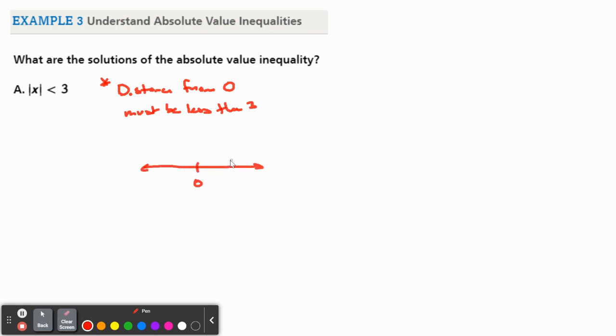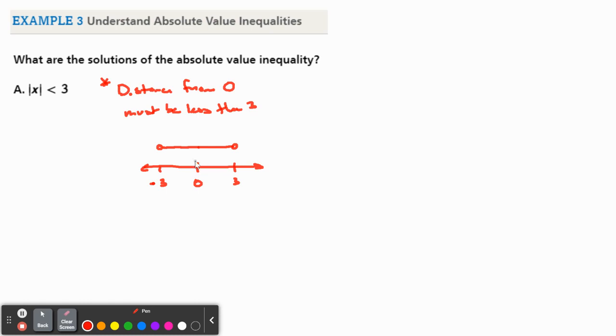So on a number line, if I draw my number line here, we'll put 0 in the middle. So if we go all the way to positive 3, any number in here, not including 3, but any number between 0 and 3, would have an absolute value less than 3. We can go all the way to negative 3, because again, think of distance as positive. Now we can't include negative 3, but anything between negative 3 and 0 would also have a distance less than 3, an absolute value less than 3.